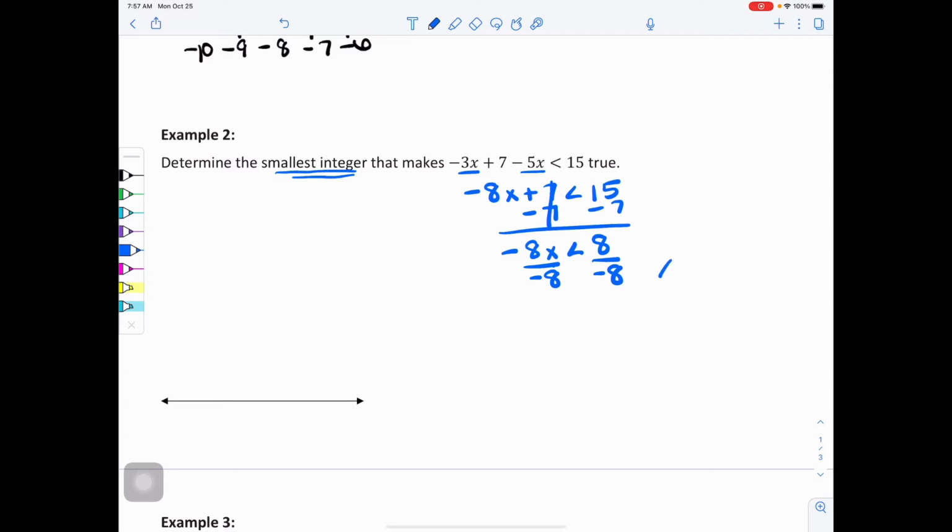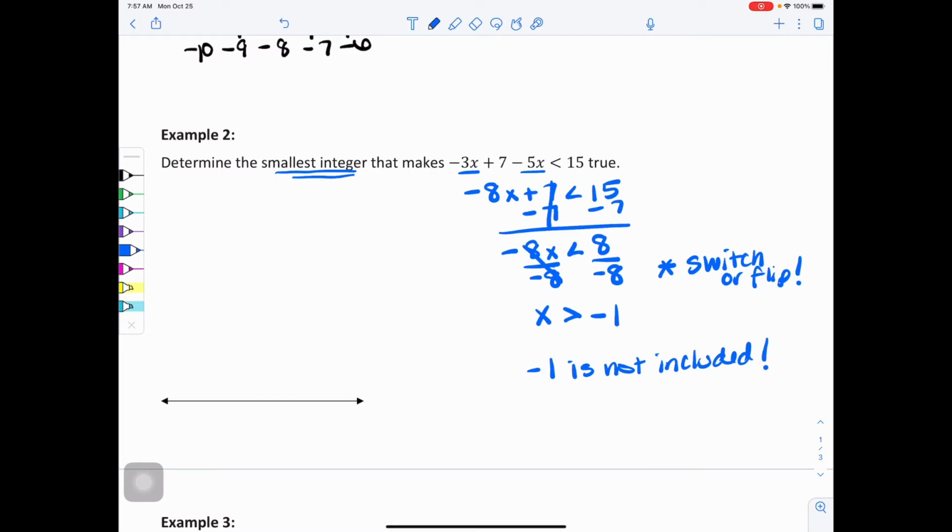Symbol alarm, we just divided by a negative. So this is one where we have to switch or flip. So these are going to cancel, and I get x is greater than negative 1. Okay. So looking at this, it's important to remember that negative 1 is not included in this answer. I know that because it says x is greater than negative 1.